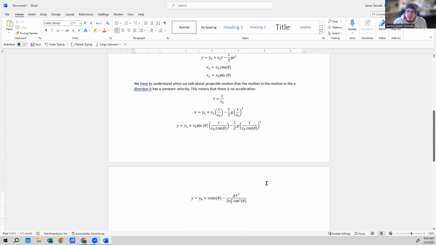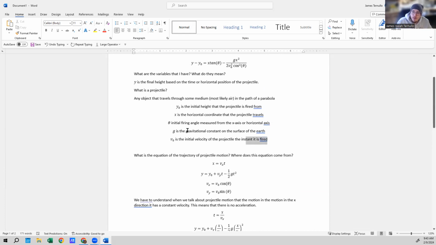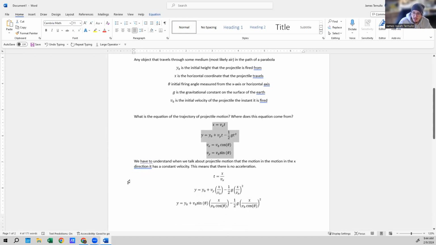So how can I summarize what it is that we've learned? We learned how to dissect the equation by labeling all the variables and making sure that we understand exactly what those variables mean. We then asked ourselves where the equation that we're trying to learn about or dissect came from. And what that does is that leads us on this path where we can learn how the equation is derived. But before we can derive it, we have to understand that there is no acceleration in the x direction. That's what makes projectile motion so special. That's what gives us the ability to write this equation out.